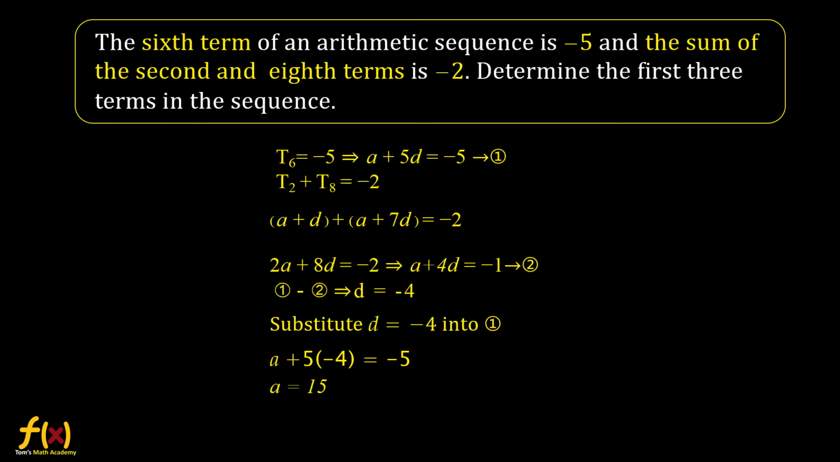Now the question is, determine the first three terms. So t1 is 15, t2 is 15 minus 4, 11, t3 is 11 minus 4, 7.